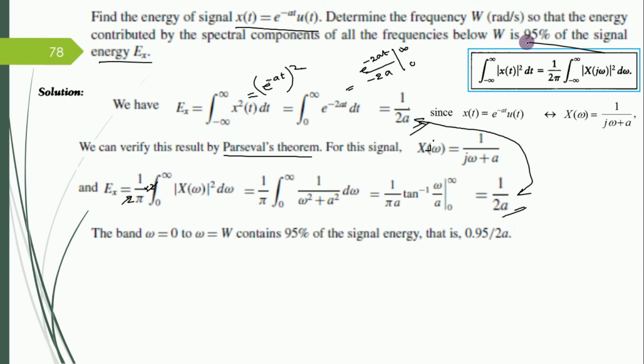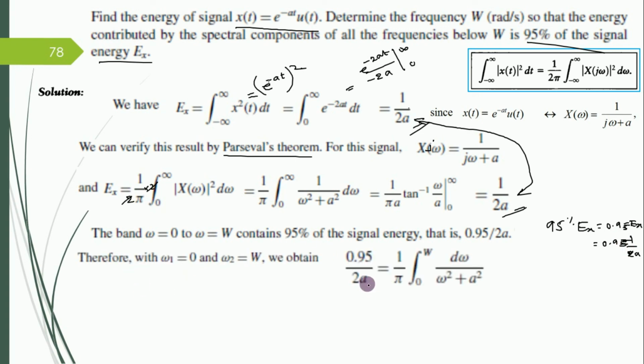Now they have asked some additional questions. What they are telling is only 95% of the signal is there from 0 to capital W. So that is nothing but 0.95 of total energy. 95% of total energy is nothing but 0.95 into Ex. So Ex is found out, that is 0.95 into 1 by 2a. So therefore 0.95 by 2a is equal to 1 by pi 0 to w, because they have taken from 0 to w. Same equation, I'll solve it.